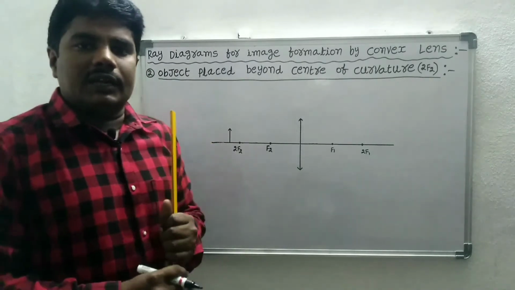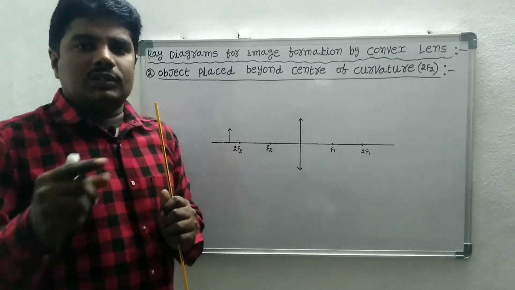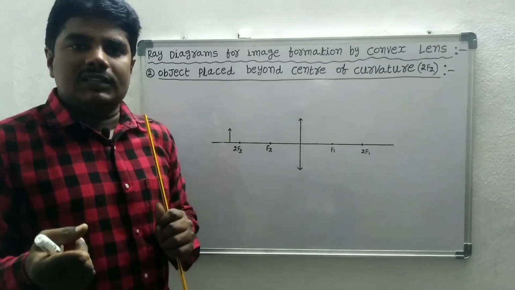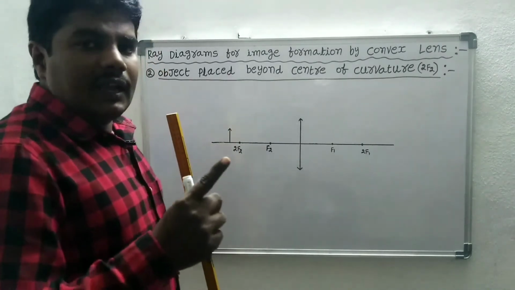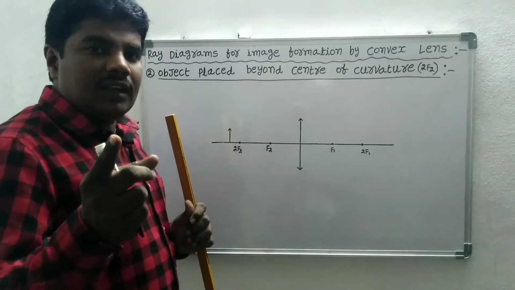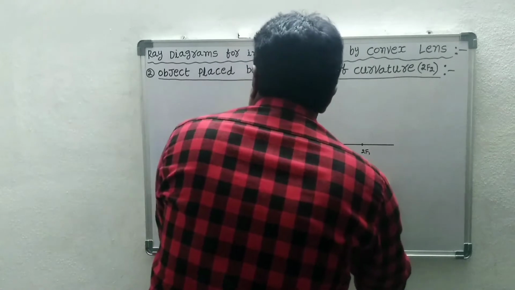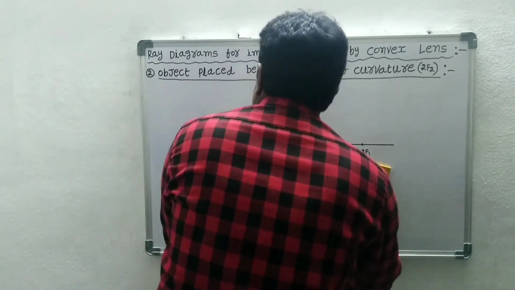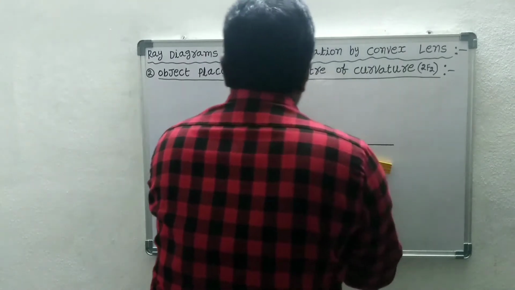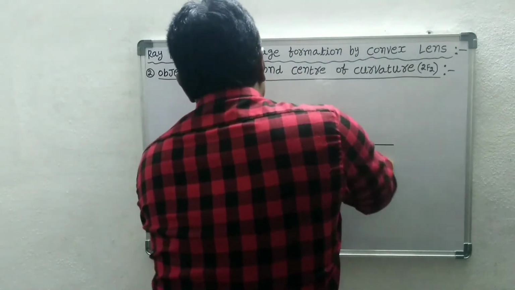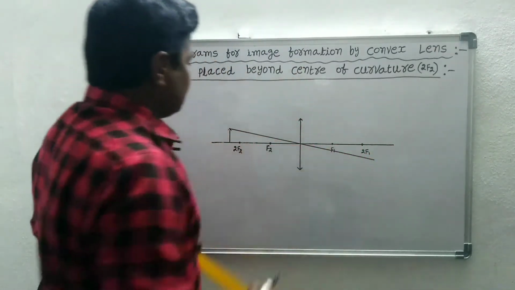To draw the ray diagram, we take two light rays. One is passing through the optic center and another is parallel to the principal axis. The light ray passing through the optic center is not deviated. It goes straight. So I draw the light ray like this.